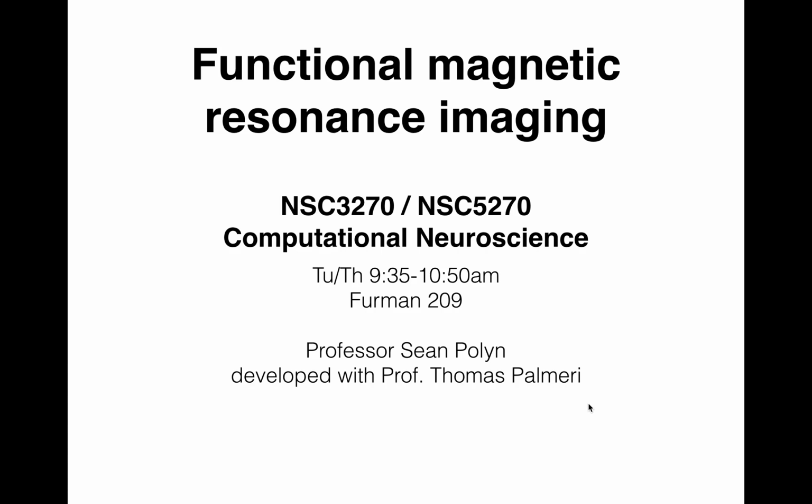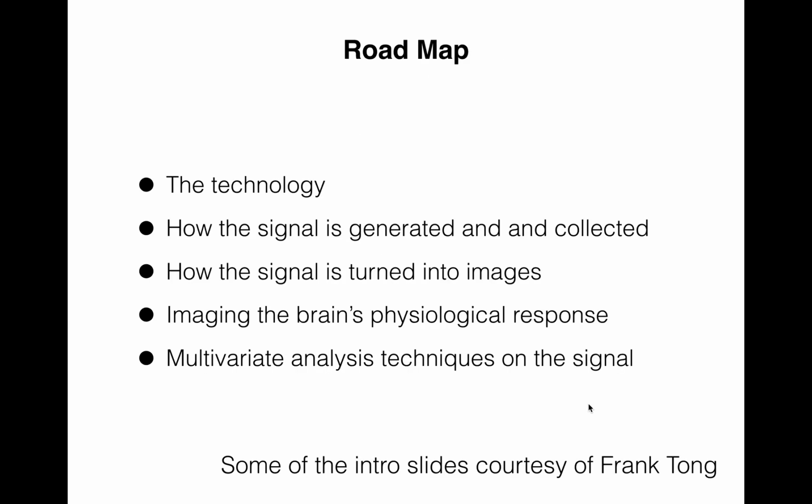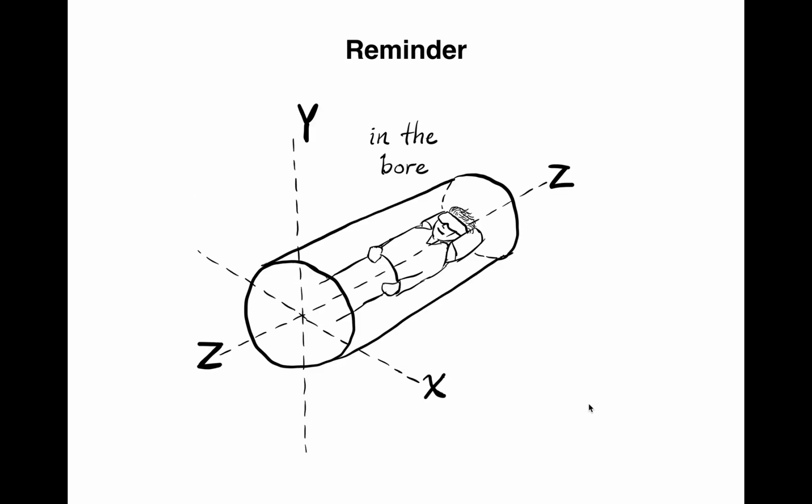Part 2 of functional MRI. So roadmap, today we are mostly digging in on how the signal is turned into images. In part 1 we talked about what the scanner is and what kind of signal it collects, and so today is bullets 2 and 3 here. And okay, so we got the person in the bore of the scanner.